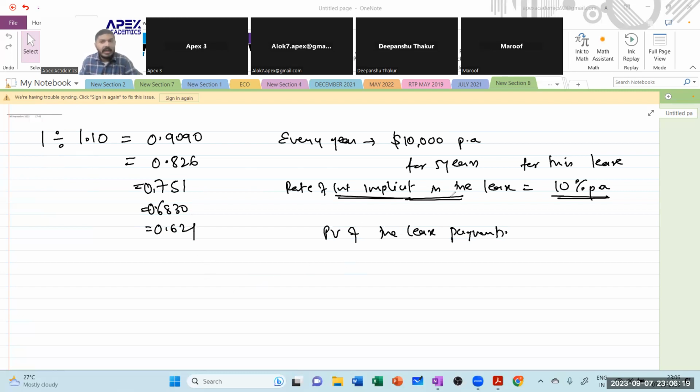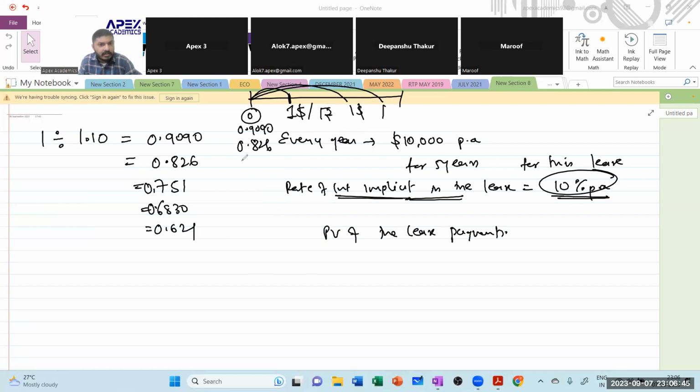The meaning of this is, at the rate of 10%, after 1 year, if you are paying $1 or 1 rupee, whatever, the value of that today is 0.9090. So after 2 years, if you are paying $1, the value of that is 0.826. After 3 years, the value of that today is 0.751. After 4 years, it is 0.683. And after 5 years, it is 0.621.